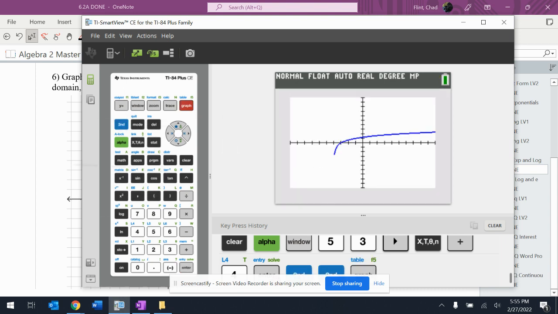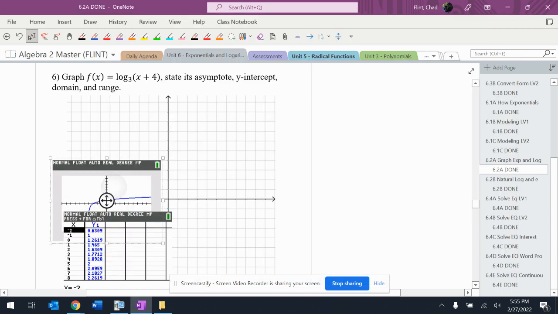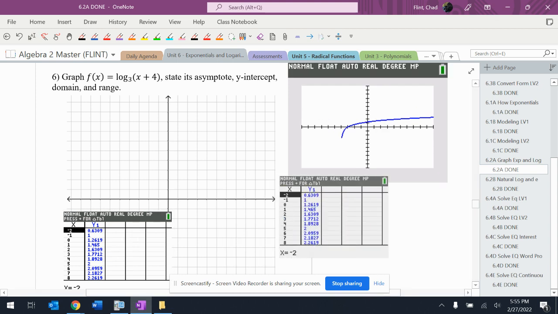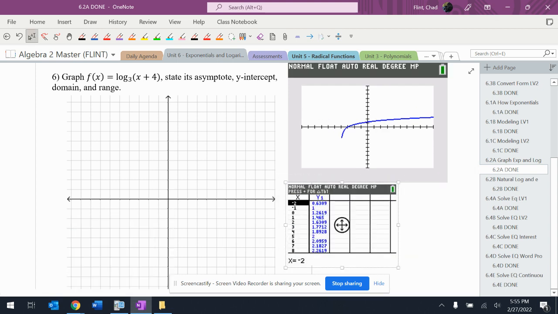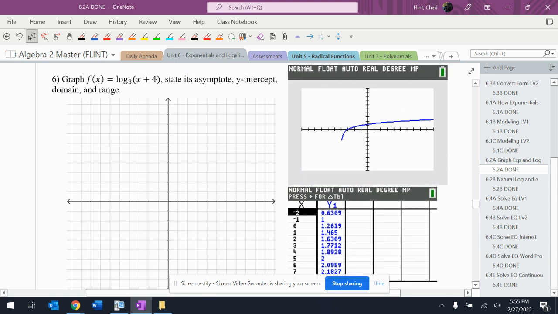So let's get our graph. And again, it looks like it ends, but we know it doesn't end. Logarithms don't actually end. The calculator is just not great at vertical asymptotes. Once in a while, it can do them fine. But with logarithms, it usually can't. All right. So I've got that.